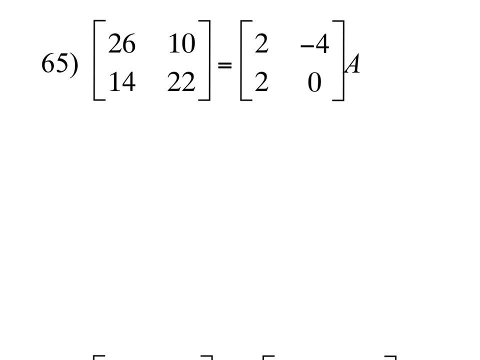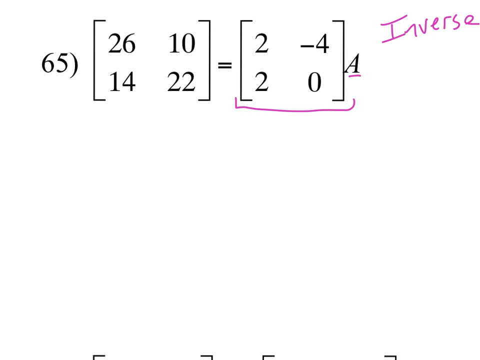Next up, I'm going to look at problem number 65. I'm going to do 2 of these out because we haven't seen these for very long. The big idea here is I want to get A by itself, and to do that I've got to multiply both sides by something to get rid of this matrix. The way we're going to do that is to multiply by the inverse of this matrix on the left side of both sides of my equation. So I've got to find the inverse of that matrix first.